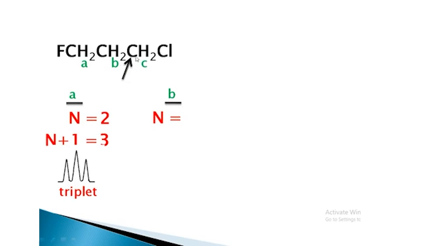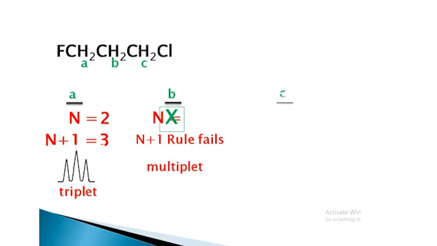So in this case, we cannot consider the n plus 1 rule. Here the n plus 1 rule fails. We cannot apply the n plus 1 rule, because this B type hydrogen has two neighbors, and they are different. In such cases, we cannot predict what the splitting will be. We cannot count the number of peaks. So we consider the splitting to be a multiplet. Ultimately we get a multiplet.